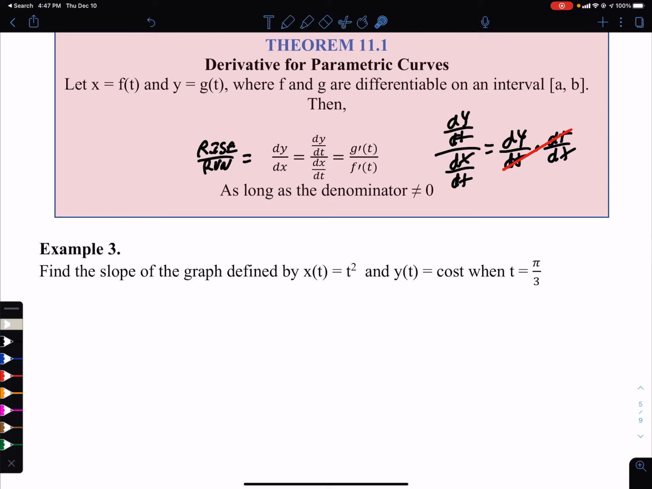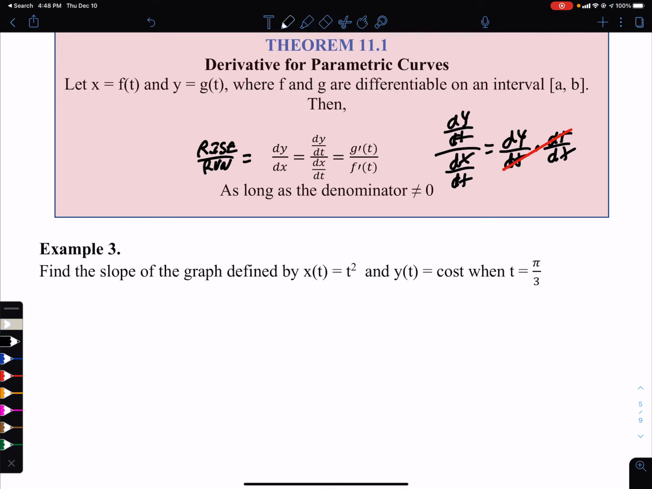Find the slope of the graph defined by x of t is t squared, y of t is cosine t when t is pi over 3. So if you were to graph this on your calculator, I don't know what it's going to look like. But an object's moving. So after pi over 3 seconds, what's the slope of the tangent line at that point?